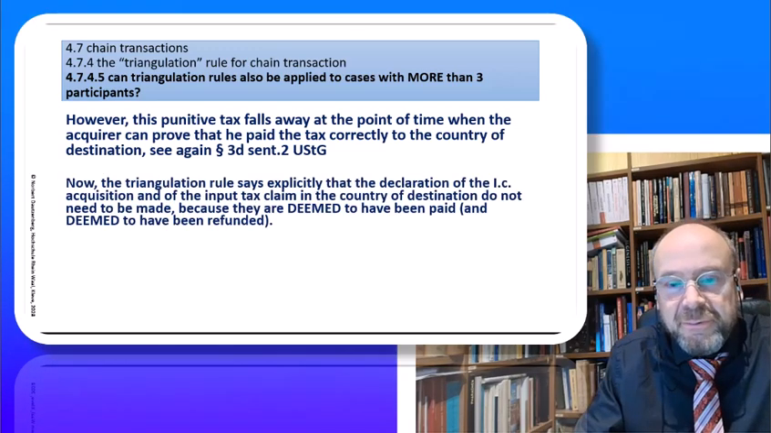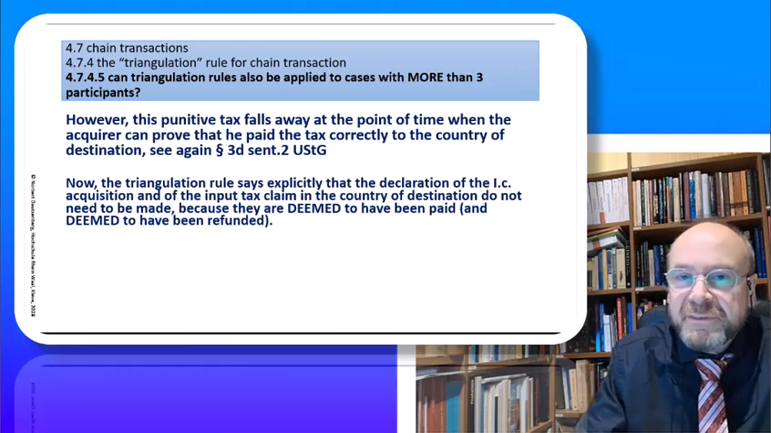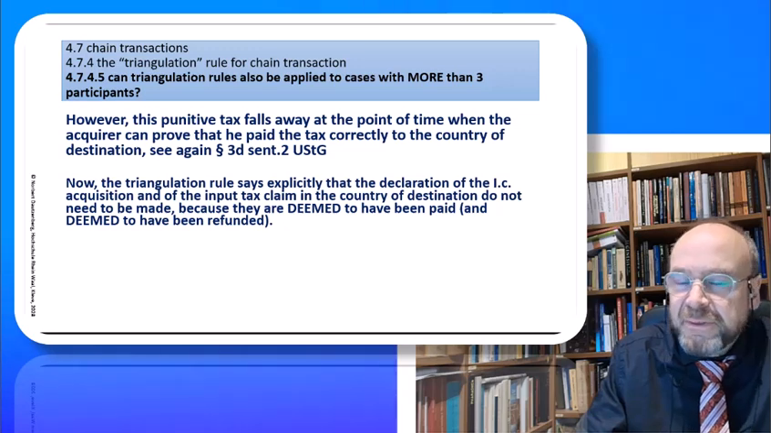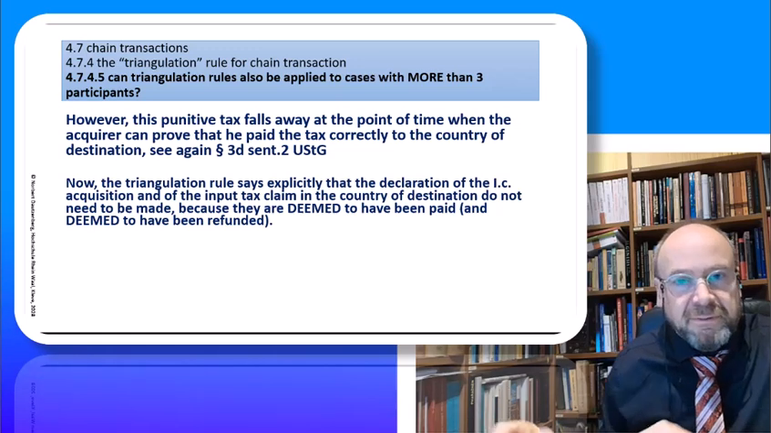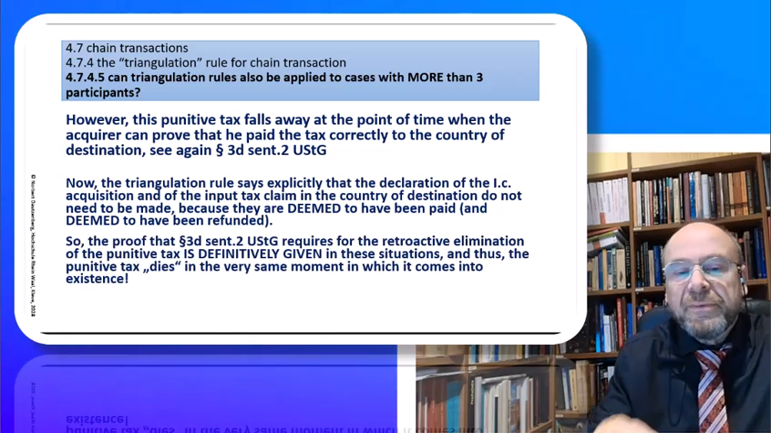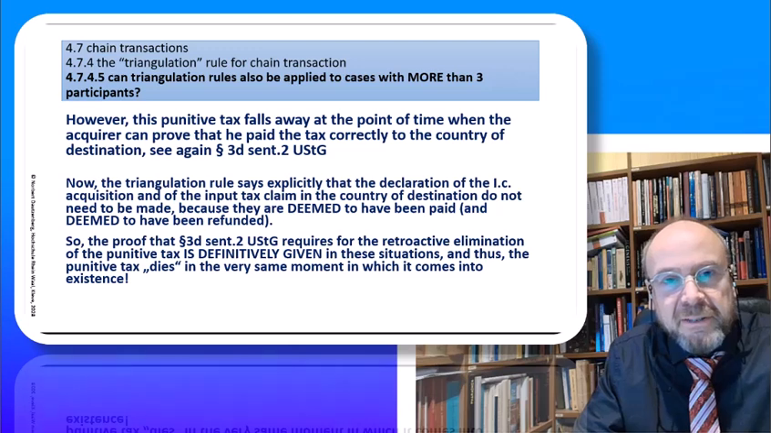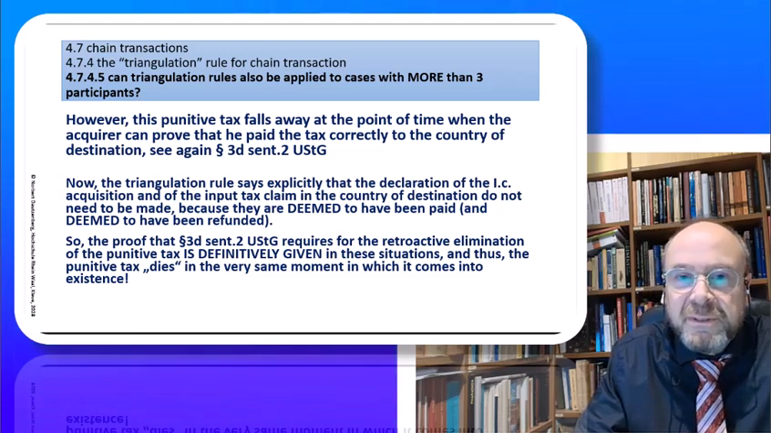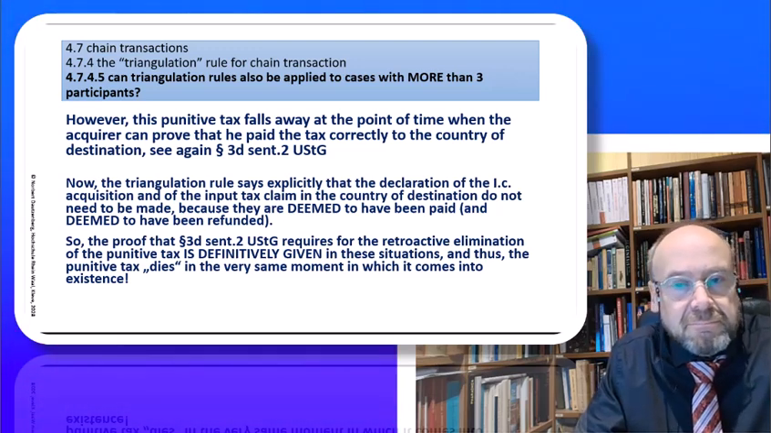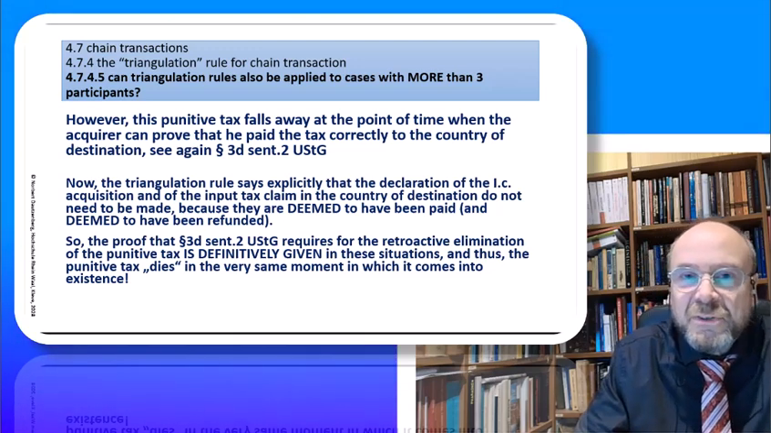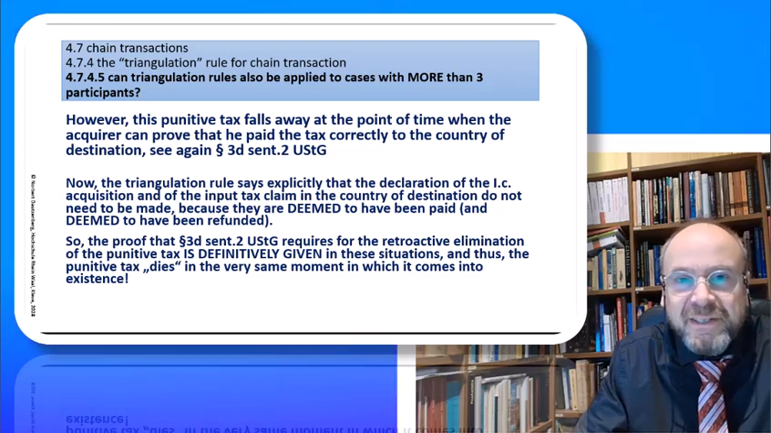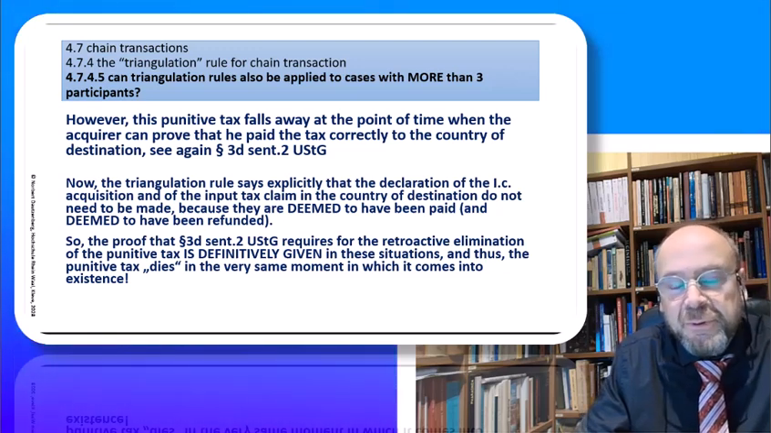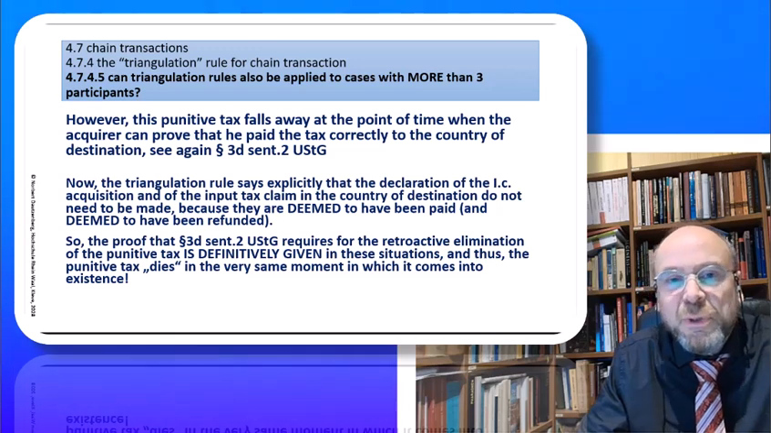Now, the triangulation rule says explicitly that the declaration of the ICA and the input tax claim in the country of destination need not be made because they are deemed to have been paid and deemed to have been refunded accordingly. So the proof that is required by 3D sentence 2 to cancel that punitive tax is automatically given by this fiction in the constellation of a triangulation case. And thus the punitive tax dies in the very same moment when it begins to exist.